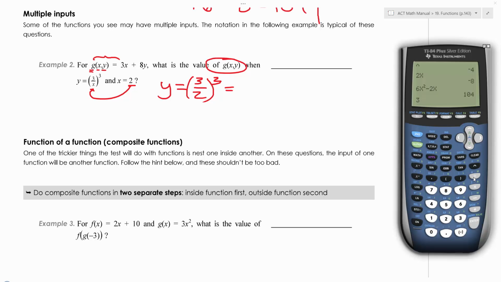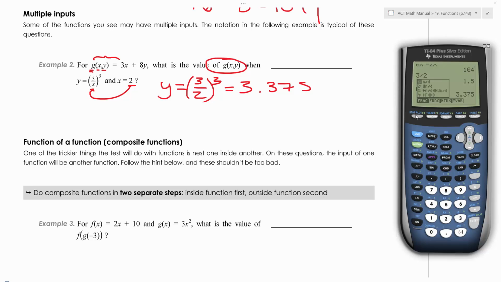So 3 divided by 2. Now, remember, I need to hit enter and then cube the result, because if I hit cube right now, it's going to apply the cube only to the 2. So I will hit enter and then I will cube that, and I get 3.375. So y equals 3.375.